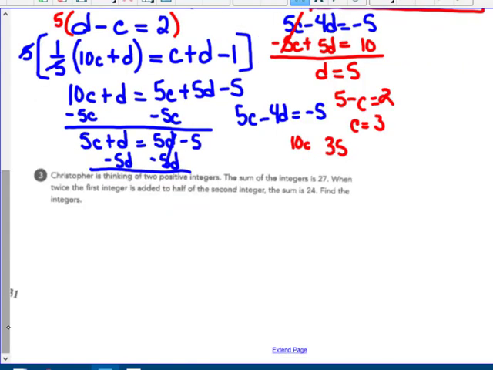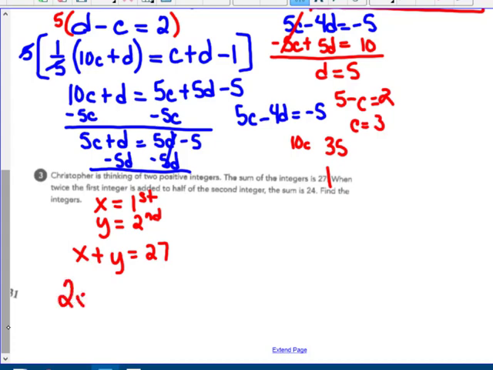The number's 35. Christopher is thinking of two positive integers. Oh, here we go again. Let x equal the first, let y equal the second. Well, that's one equation, so x plus y equals 27. Well, that's easy. When twice the first is added to half the second, the sum is 24. I could multiply this one by -2. Let's get the y's to cancel. Let's multiply by -2 on this one.